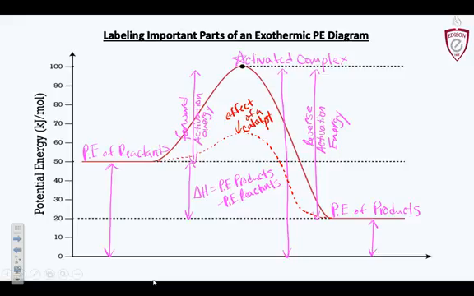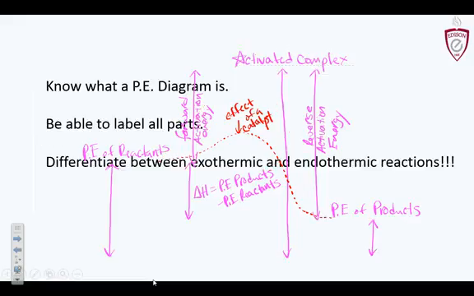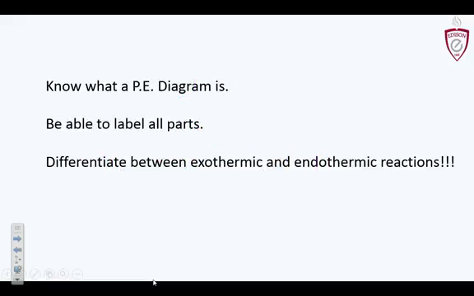So now you can have some practice labeling these things up. And I would practice, and it's going to take some time before we're done. So know how to label all the parts. By my count, there's 1, 2, 3, 4, 5, 6, 7, 8 or 9 parts of this graph. And you need to be able to label every one of them and, at a quick glance, tell me if the reaction is exothermic or endothermic.